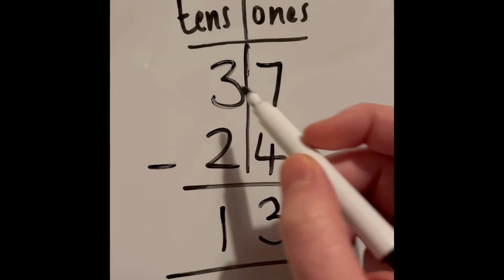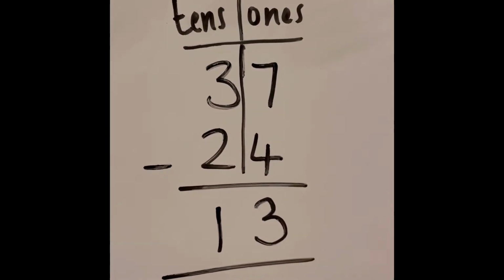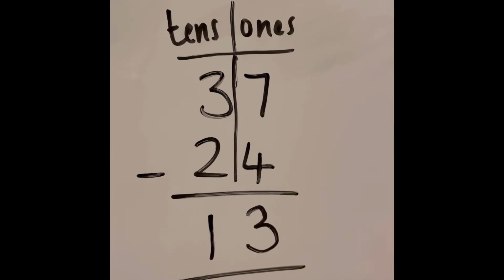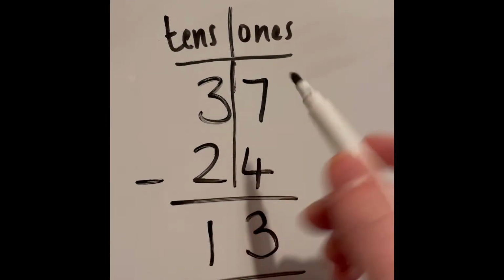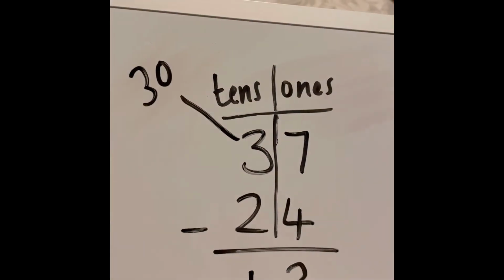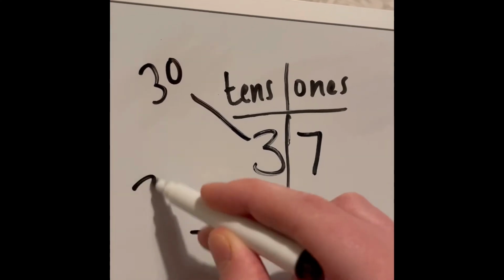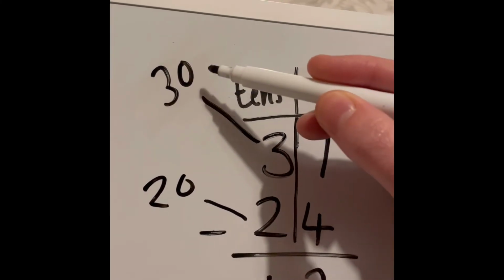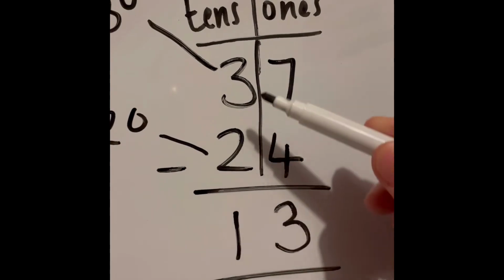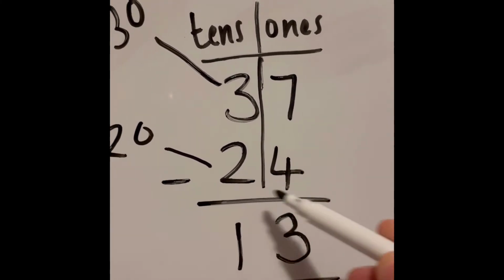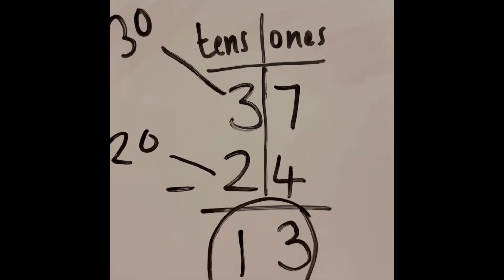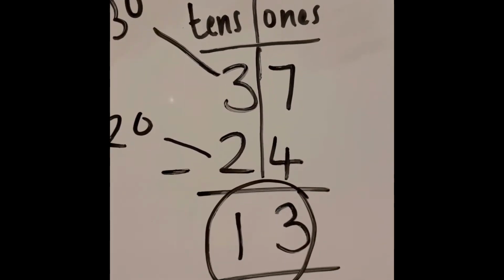So when we're looking at the column method, we're still splitting up our tens and ones. We're still using all the methods that we have been practicing. So when we're looking at 37, we know that that's 3 tens, which is 30, and this is 20. So we're really doing 30 take away 20, which is 10. So it might look like 3 take away 2 is 1, but when we look at our answer, we can see that that's 1 ten and 3 ones.